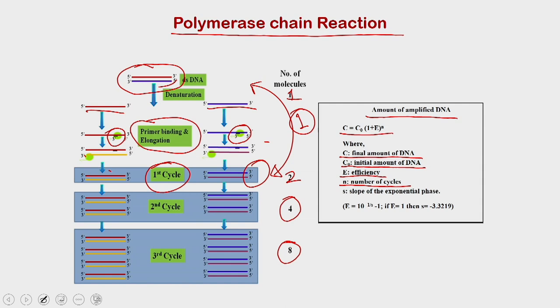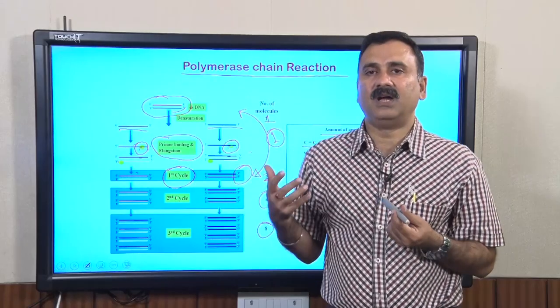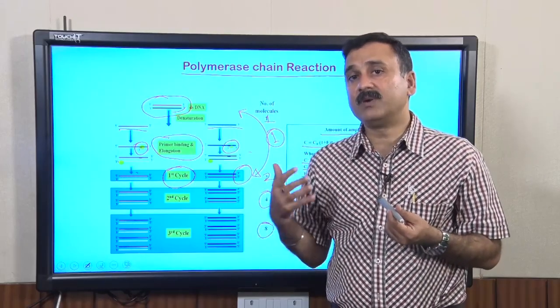As you increase the number of cycles, the amount of final product is going to increase, and you also have to use the slope of this DNA synthesis. By using this particular kind of formula, you can estimate the amount of DNA which is going to be produced.